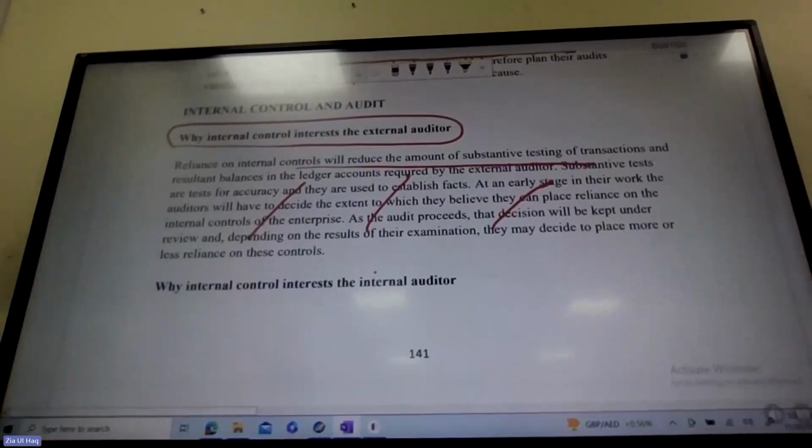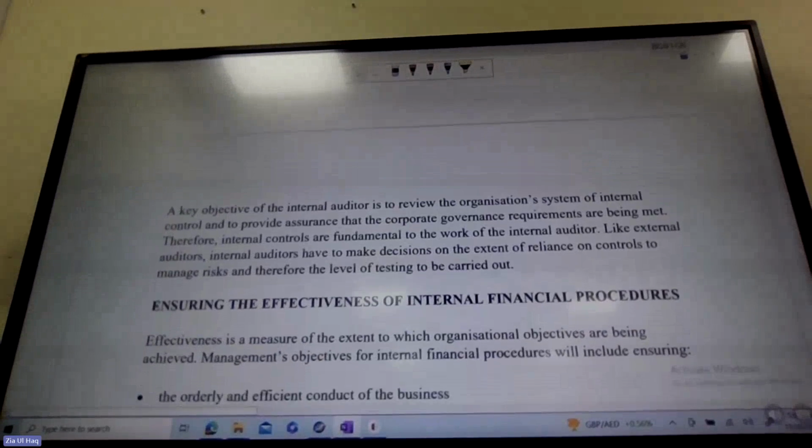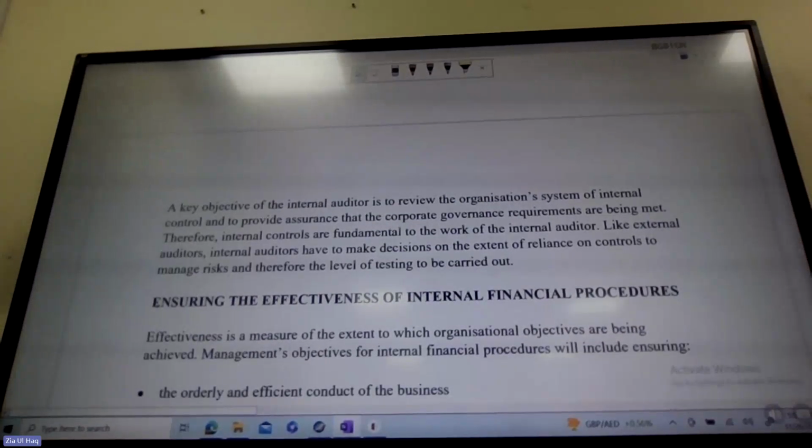Just remember, the external auditor also checks the internal control system, but it is not his main purpose. His main purpose is to report on the financial statements. Whose main responsibility is it to check the internal control system? The internal auditor. Why? Because it's his main responsibility to check the internal control system and report weaknesses to the management. This is the main role of the internal auditor.